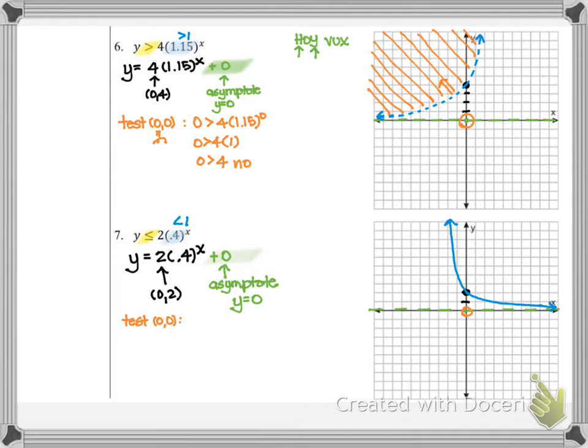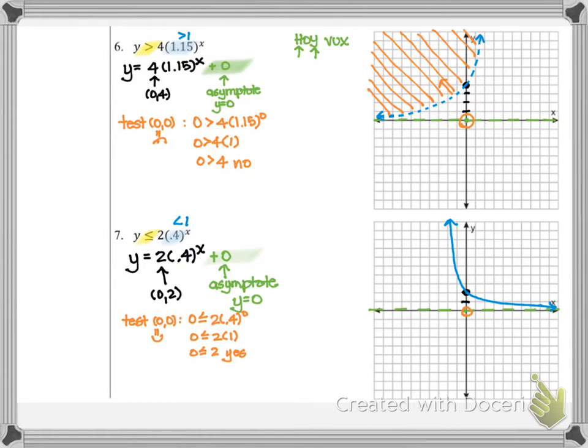Plug it into the original inequality. So I get 0 is less than or equal to 2 times 0.4 to the 0 power. I know that anything to the 0 power is 1. Until you get to calculus, then they'll do 0 to the 0 is something totally different. And then 2 times 1 is 2. So I'm going to ask myself, is 0 less than or equal to 2? Yes, yes it is. This is true. Which means my 0, 0 point worked.